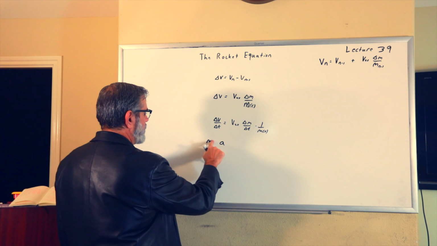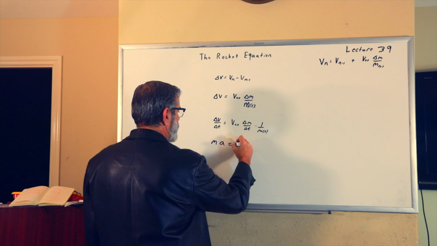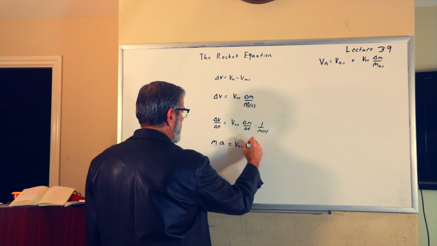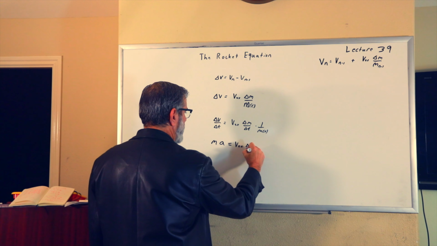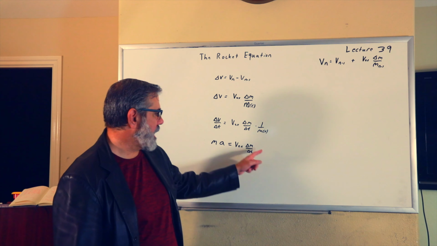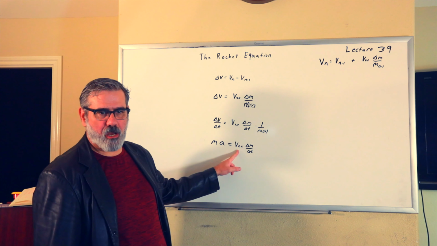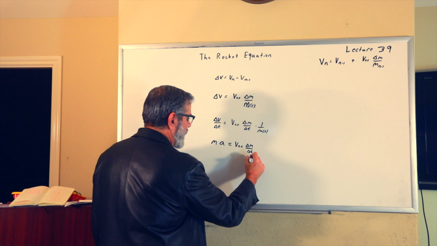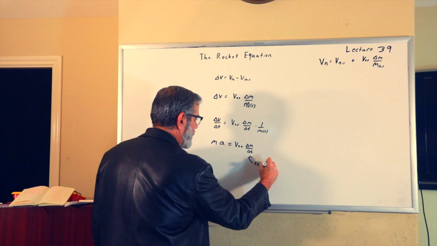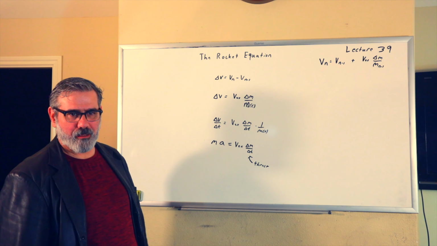I'm just going to write this as m, so that we're not confused. This will be equal then to v_ex times delta m over delta t. Where delta m over delta t is your fuel burn rate. How much mass per unit time am I burning as fuel? If I multiply that times the exhaust velocity, it turns this into the thrust, which is a force. Mass times acceleration, that's a force.